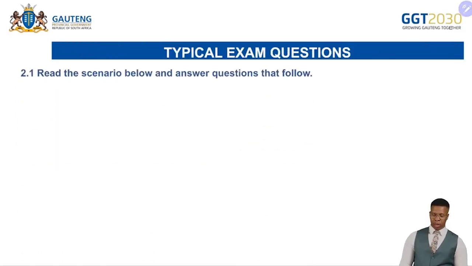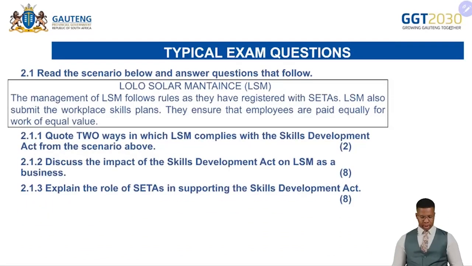Then let us see, we have a typical exam question. We had an instruction to say let's just complete that typical exam question, and the instruction was 2.1, read the scenario below and answer questions that follow. We have Low Solar Maintenance, LSM. The management of Low Solar Maintenance follows rules because they have registered with the SETAs. Low Solar Maintenance also submits the workplace skills plan, and they ensure that employees are paid equally for work of equal value.